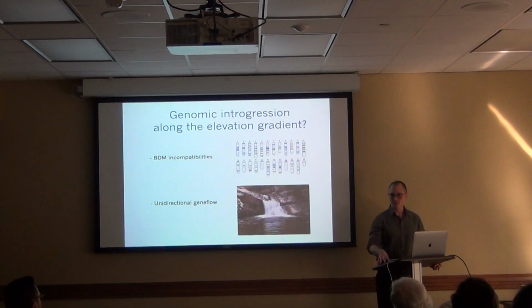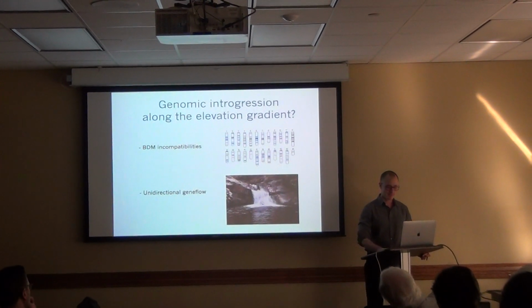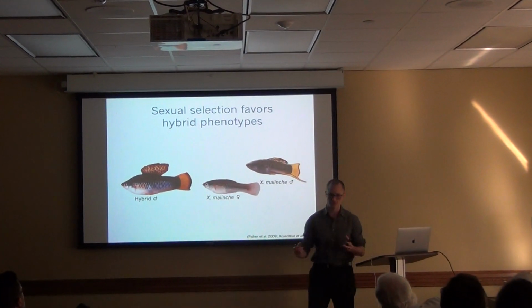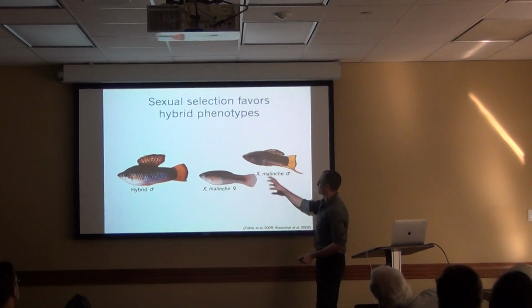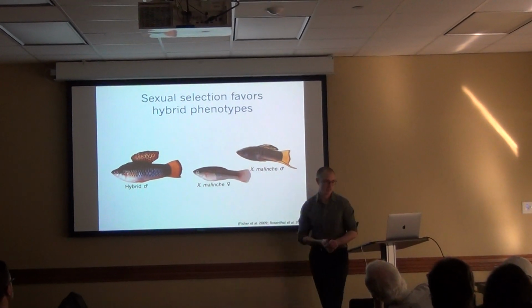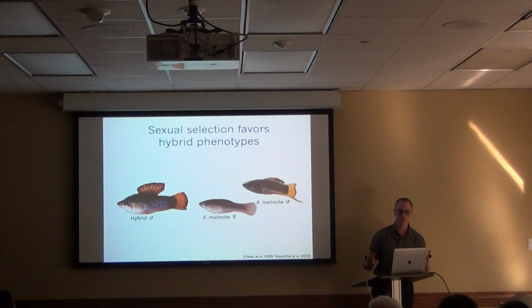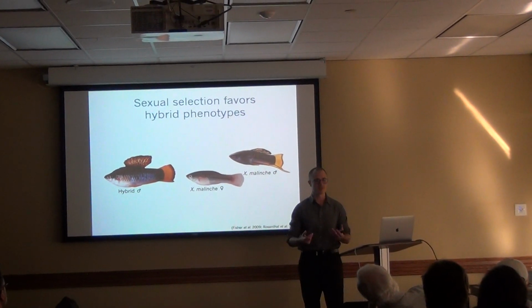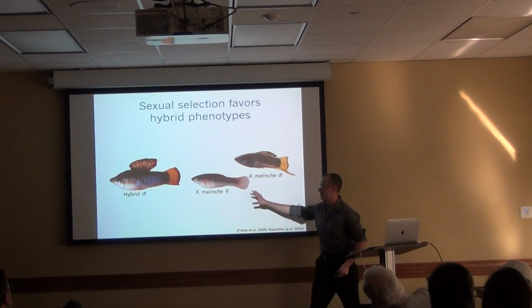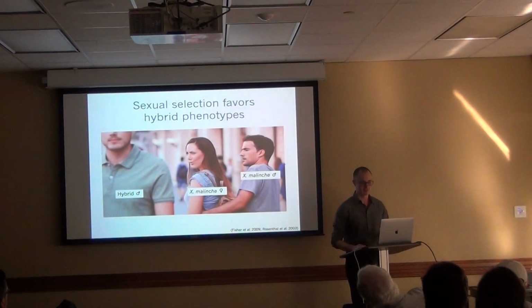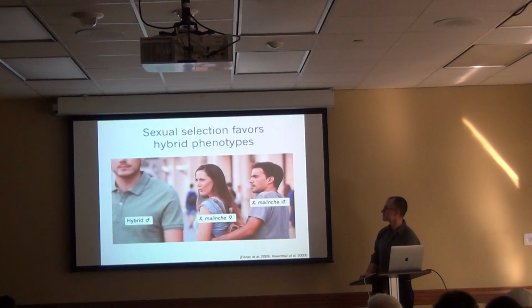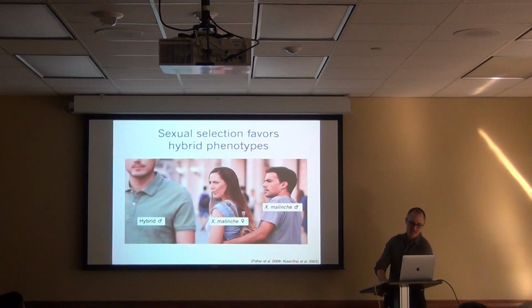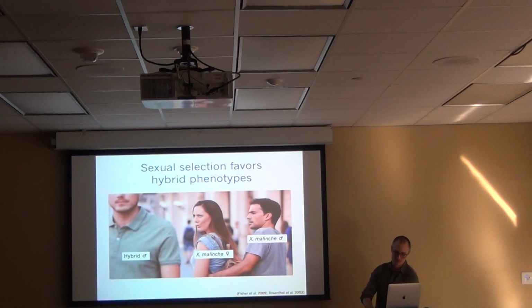However, even though there's strong selection against hybrids, we also know that sexual selection favors this combination of phenotypes. So when Malinche and Birchmanni are reproducing with each other, this new combination of their genomes generates curious combinations in their phenotypes that females can find attractive. So this has also been quite reported in the past.